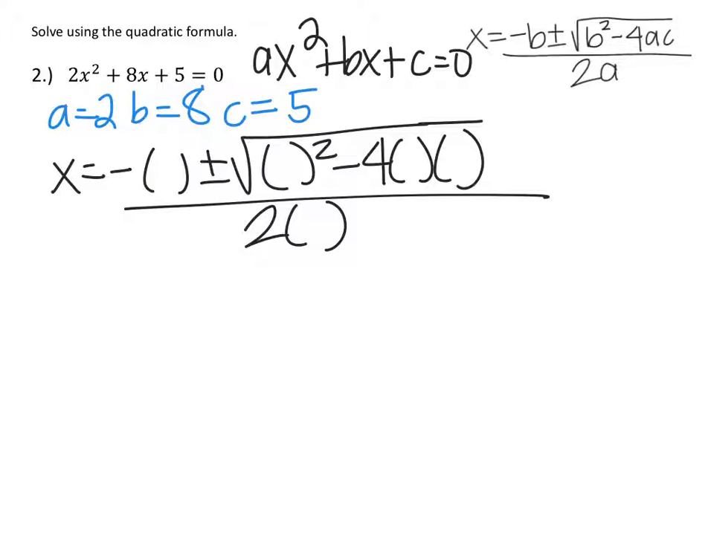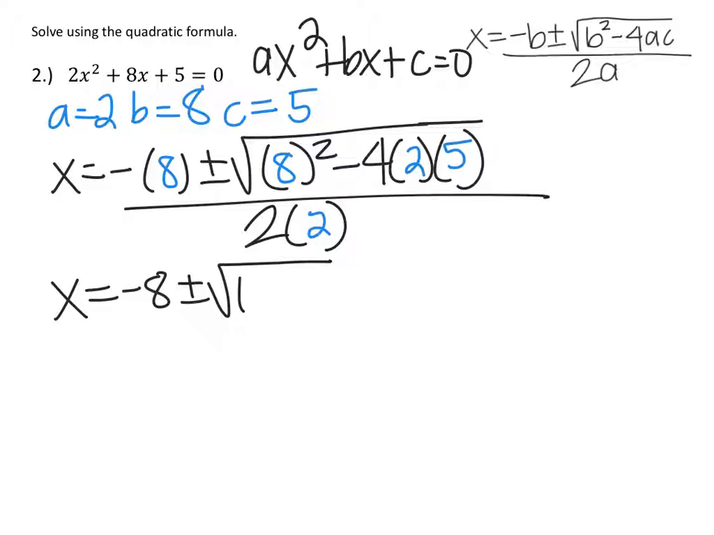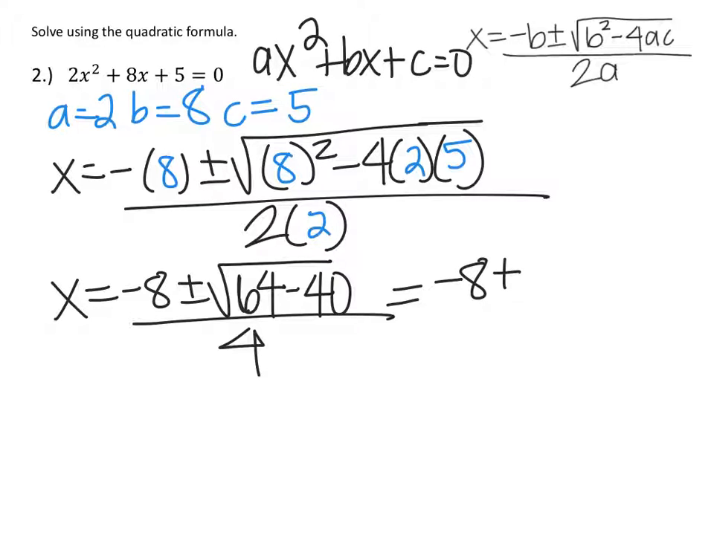So we have x equals negative b, in this case b is 8, plus or minus the square root of 8 squared minus 4 times 2 times 5, all divided by 2 times 2. So let's evaluate this. So that's negative 8 plus or minus the square root of 64 minus 40, all divided by 4. So that equals negative 8 plus or minus the square root of 24, divided by 4.